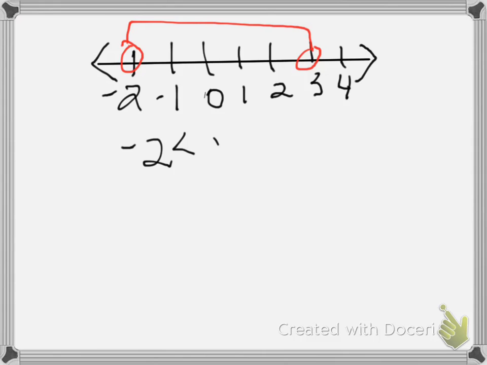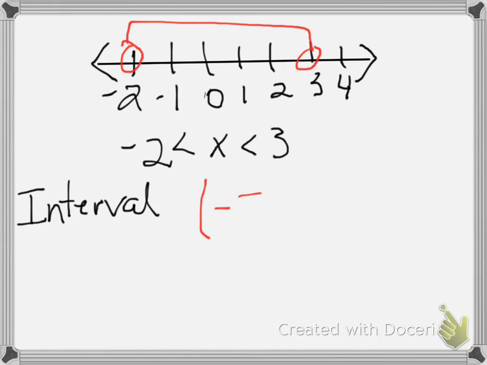We have an open circle. So this is read x is between -2 and 3. For interval notation, we will use a parentheses, -2 to 3, close the parentheses.